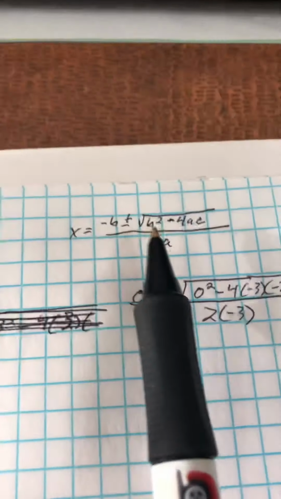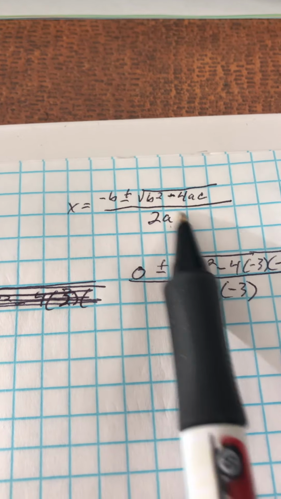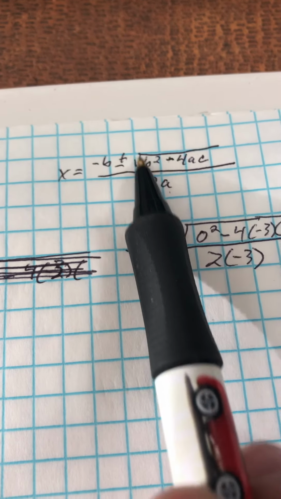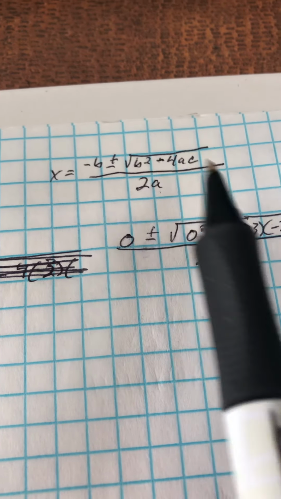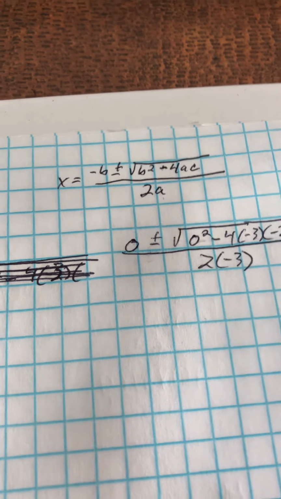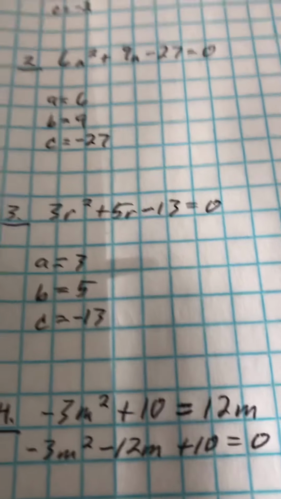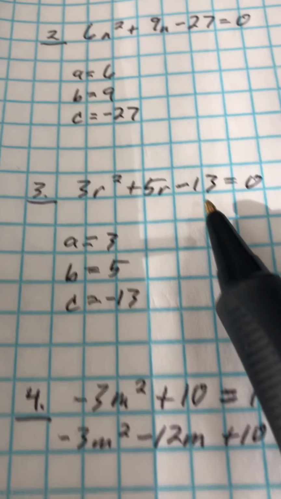And then once again, you're just plugging those numbers into where you see the A's, B's, and C's here. Work out what's under the square root first to figure the problem out. Don't just plug it into your calculator because it won't work that way.